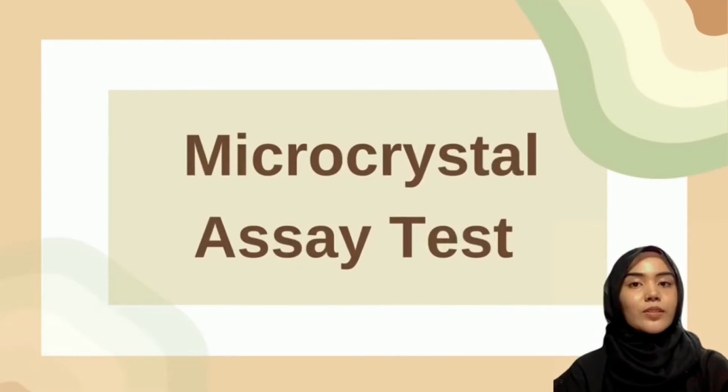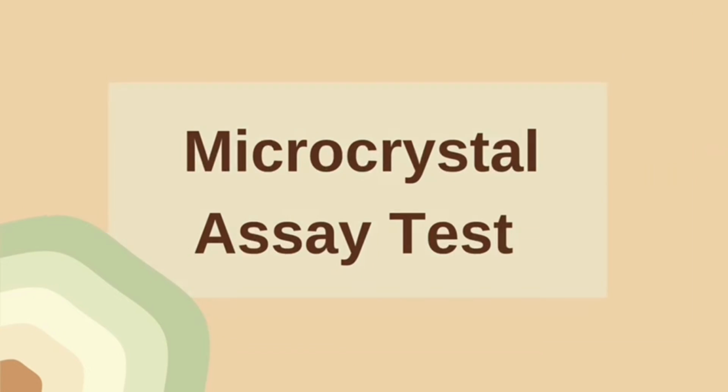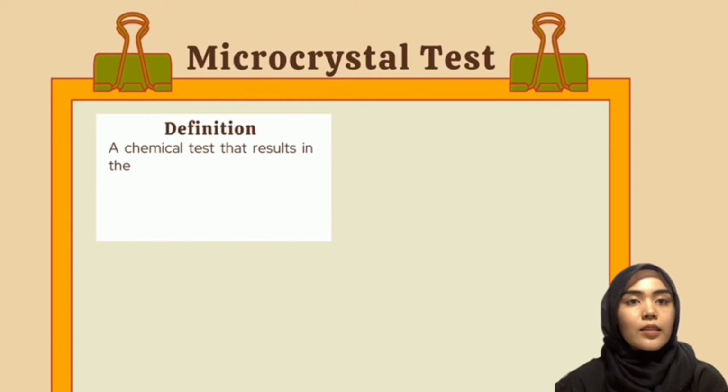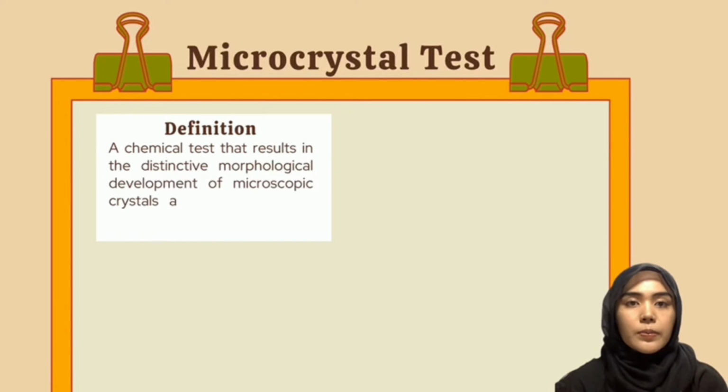So next, I will present the microcrystal assay test. The microcrystal assay test, or microcrystal test, can be defined as a chemical test that results in the distinctive morphological development of microcrystals as a sign of blood confirmation. This test is commonly and widely used by scientists as it has a lot of advantages.